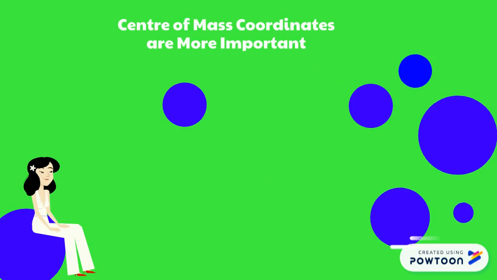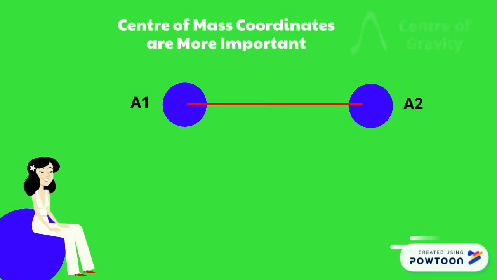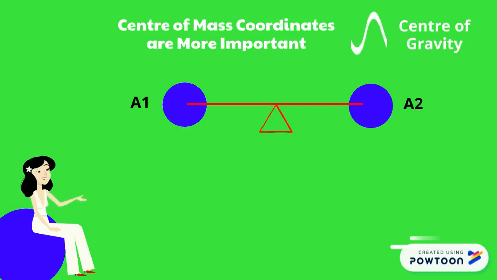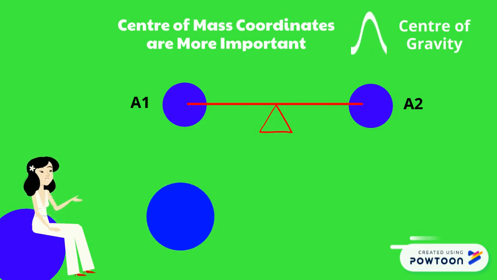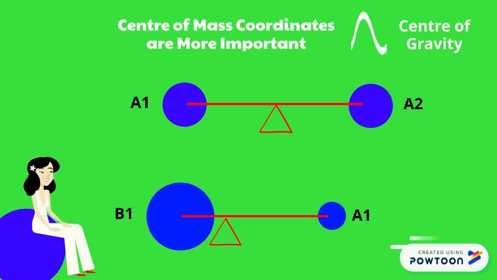Let us consider two molecules of the same size, A1 and A2. So the center of mass, which is analogous to the concept of center of gravity, is exactly at the center of the distance between two molecules. But if there is a bigger molecule, B1, and a small molecule, A1, the center of mass naturally lies closer to the bigger molecule, B1.